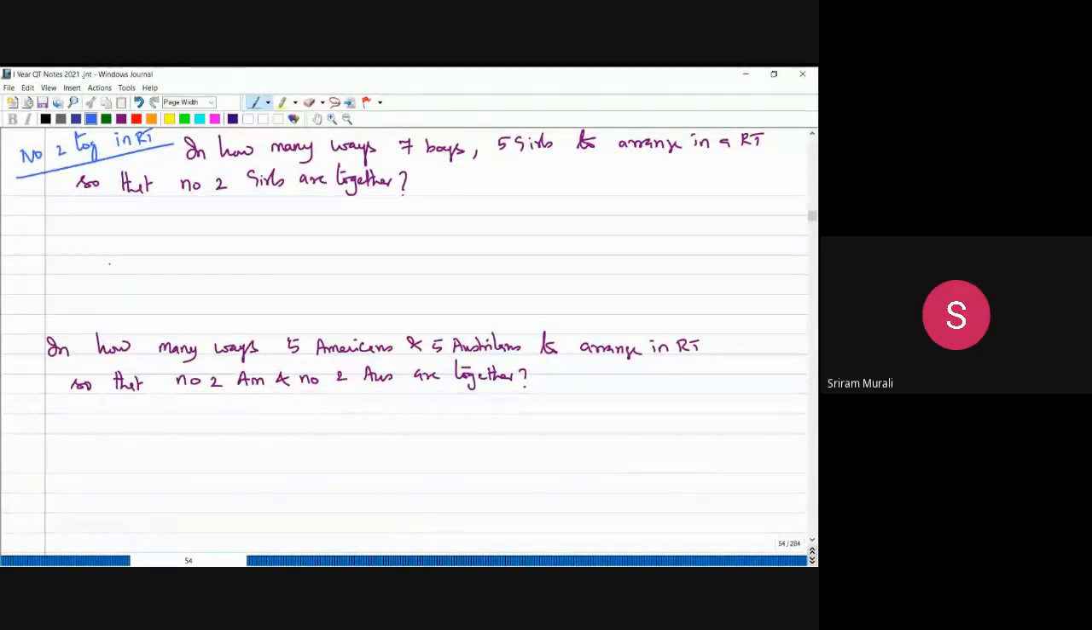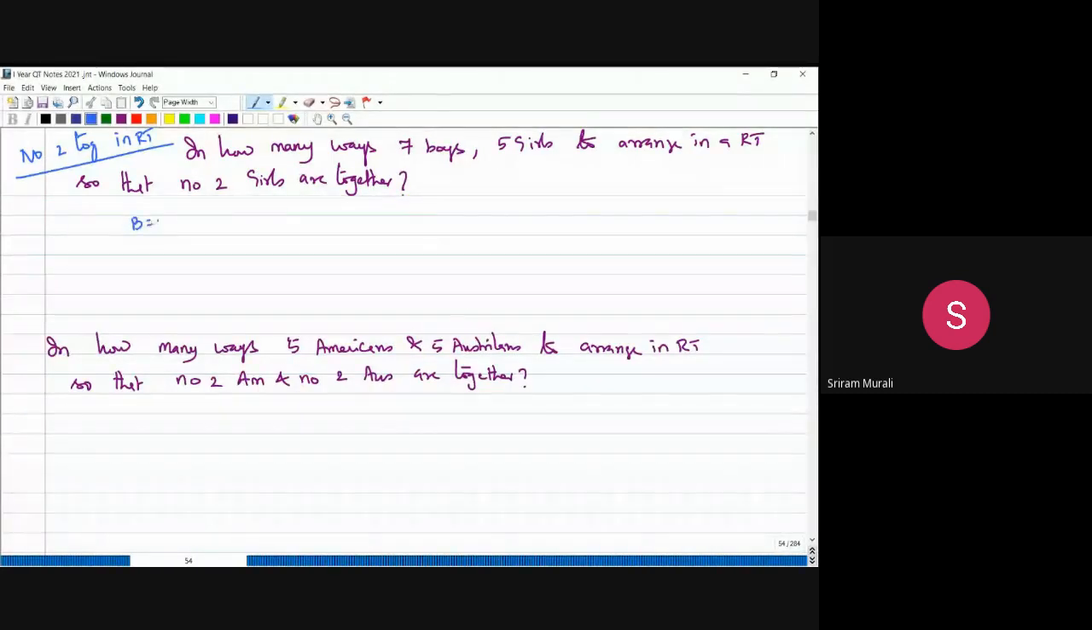No two together in a round table. We did no two together in linear arrangement; now we are going to do it in a round table. The same method: first we arrange the maximum group, and because of the round table we have to subtract that 1. That's it. So whom should I arrange first here?